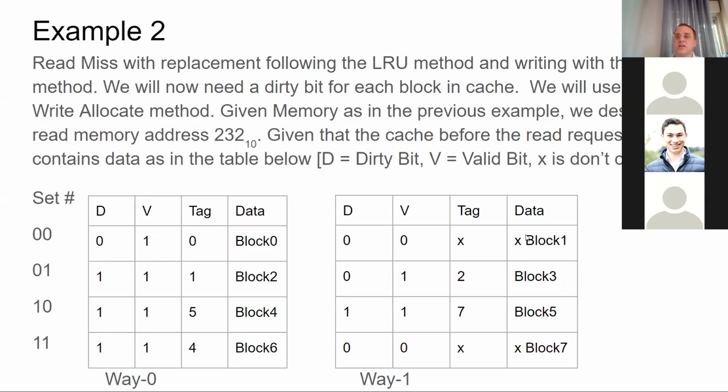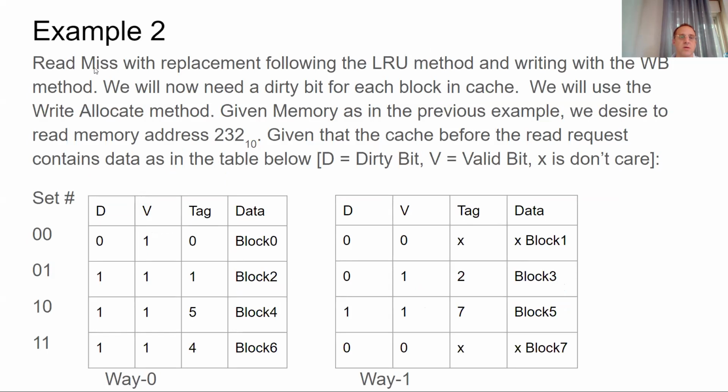The case is like this. It's a read miss with replacement following the least recently used method. In other words, that's the algorithm. The least recently used is the replacement method. I could just write replacement method is the LRU. Replace the least recently used. And writing, let me move this, with the write back method.